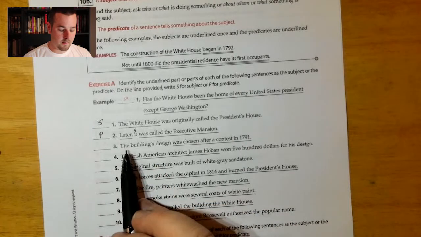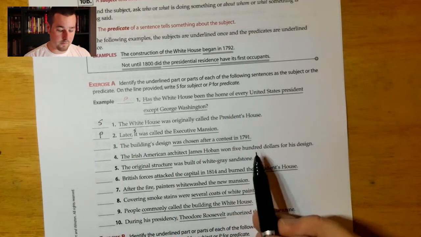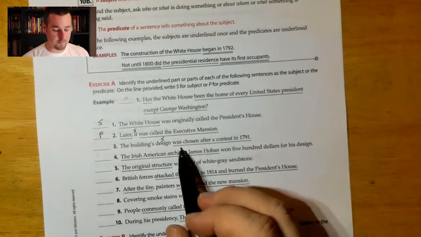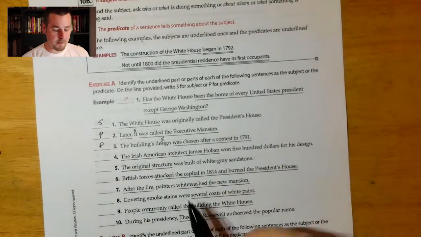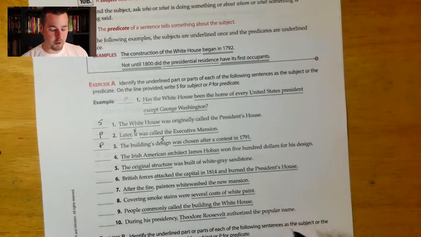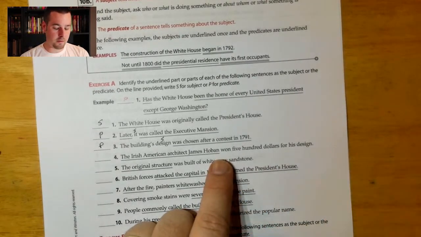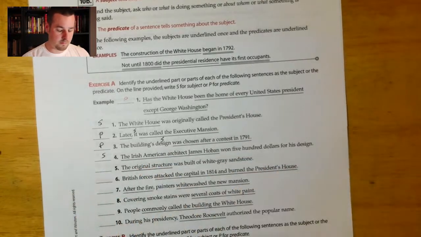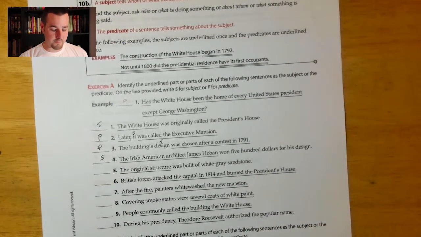Okay, 3. The building's design was chosen after a contest in 1791. Well, the building's design is my subject, so then the rest of it, from the verb on, is my predicate. All right, next one, the Irish-American architect James Hoban won $500 for his design. Well, here's my verb, won, and then all the way across, $500 for his design. So this is what it's about. This is our subject right there. All right, so pretty simple, right? Subjects and predicates.